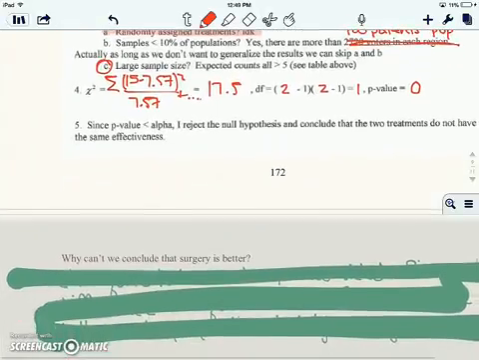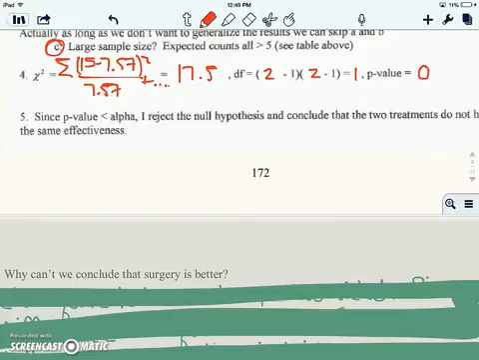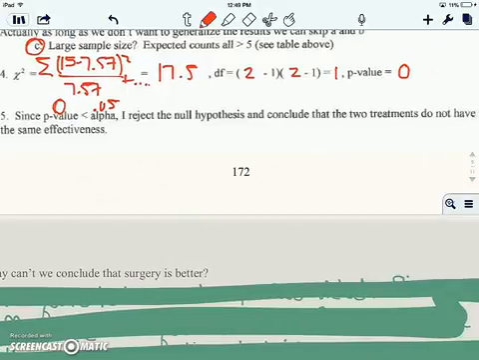So let's go ahead and conclude then. Since our p-value was less than our alpha value, I can reject the null hypothesis and conclude that the true treatments do not have the same effectiveness.